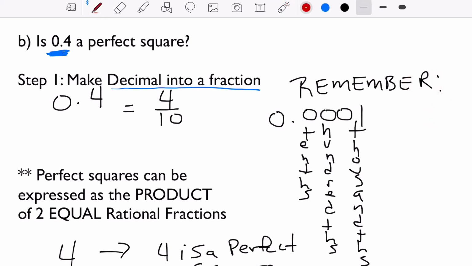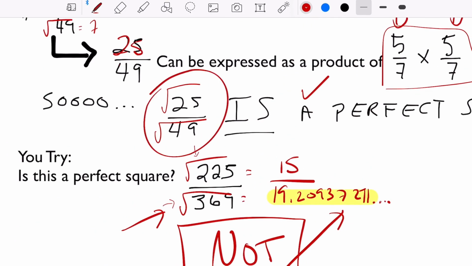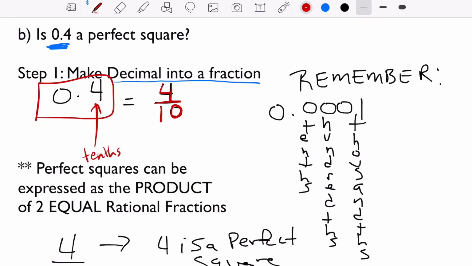So when we look at this number right here, 0.4, we know that it ends in the tenths position. Therefore, you need to put the 4 over 10. So this is beautiful. Now we have a fraction, and now we can go back to doing what we learned how to do up here. We're going to see if this number is a perfect square by square rooting the top and square rooting the bottom and seeing if they break down into perfect numbers.